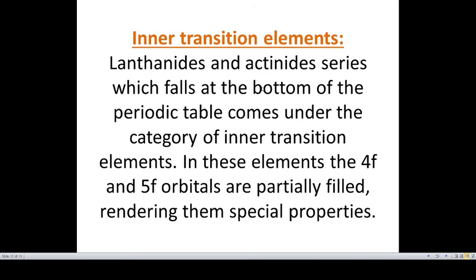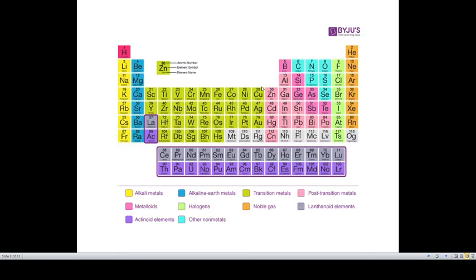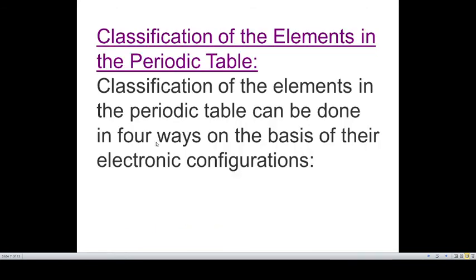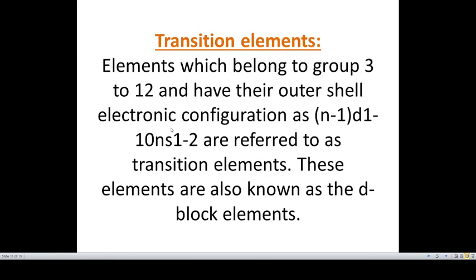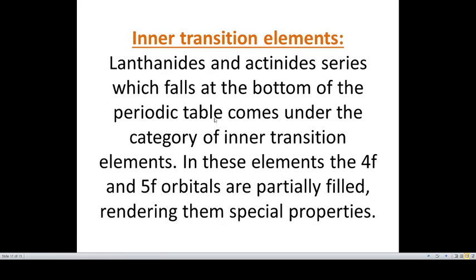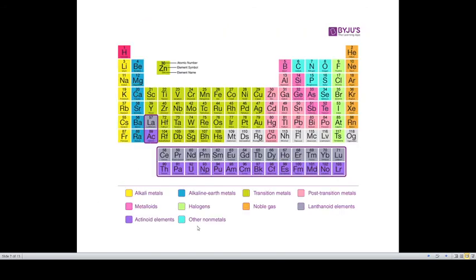Now next are inner transition elements, that is the lanthanide and actinide series, which is seen over here. You can see here the lanthanide as well as actinide series come under the inner transition elements, which fall at the bottom of the periodic table. In these elements, 4f and 5f orbitals are partially filled, rendering their special properties. You can see the table which is below the periodic table comes under the inner transition elements, that is the lanthanide and actinide series.